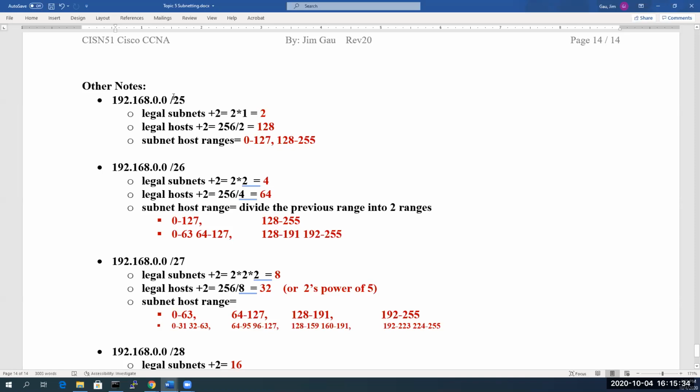So when you flip 1 bit, the original bit belonging to the host now becomes network. Of course, it can be either 0 or 1, so you created 2 networks, all right? And then legal hosts, you divide it in half, so it's 128, right? And the range is from 0 to 127, and 128 to 255. This should be clear and straightforward for you now.